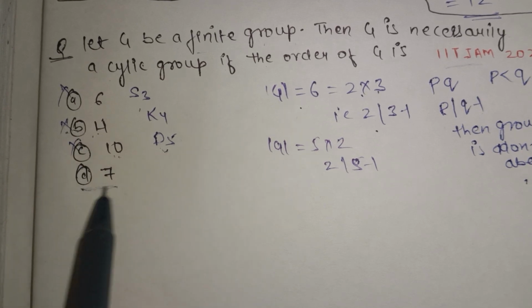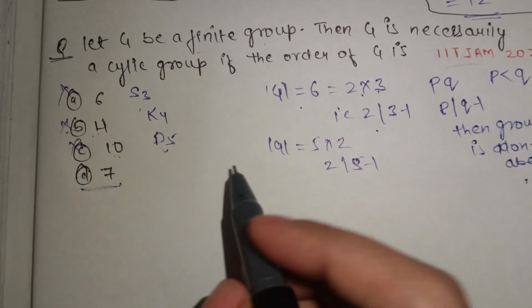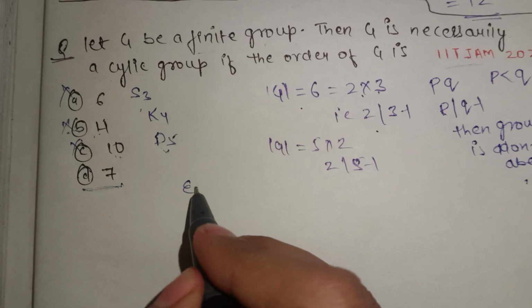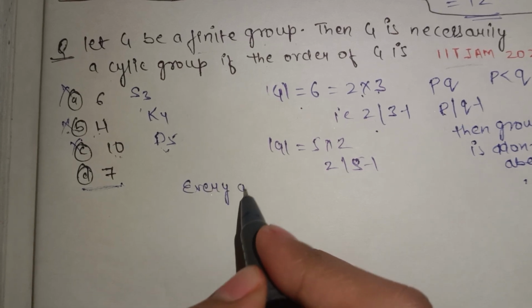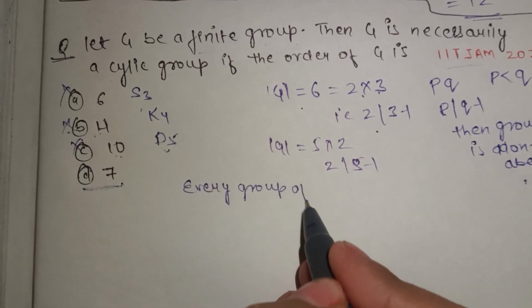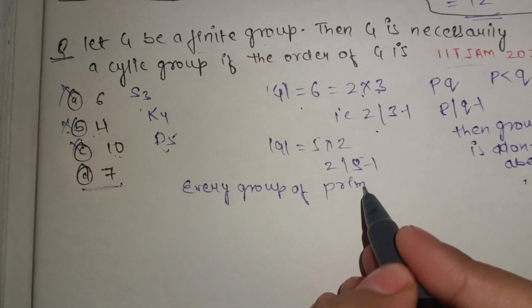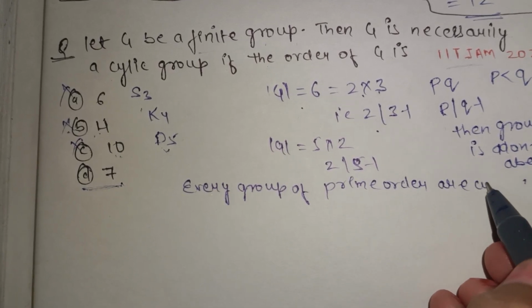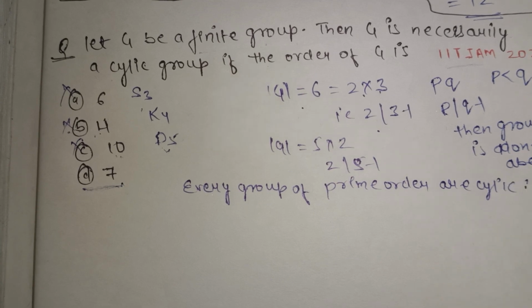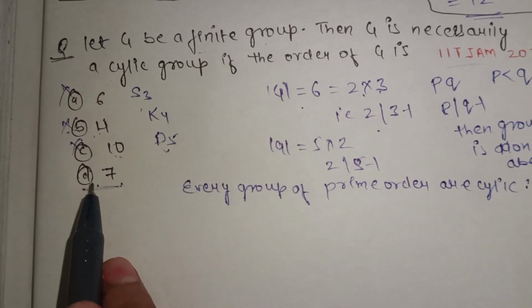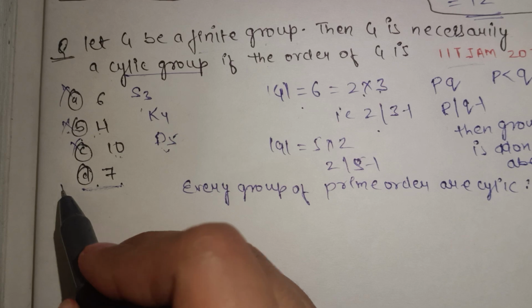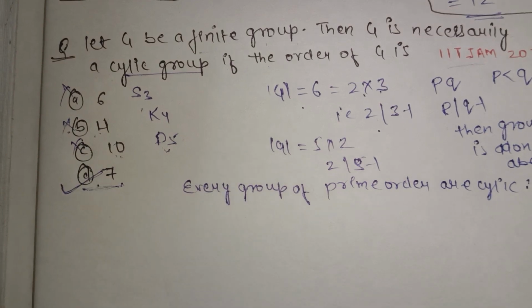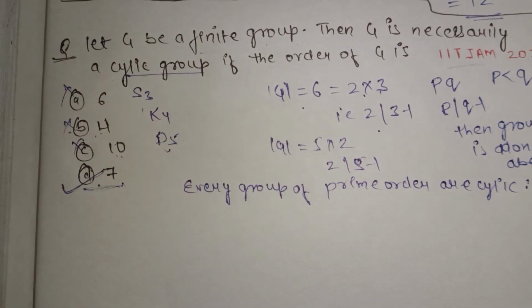Now option number D, we know that every group of prime order is cyclic. So this is 7, which is prime, so this group is cyclic, and we get our required answer. So this is the whole solution.